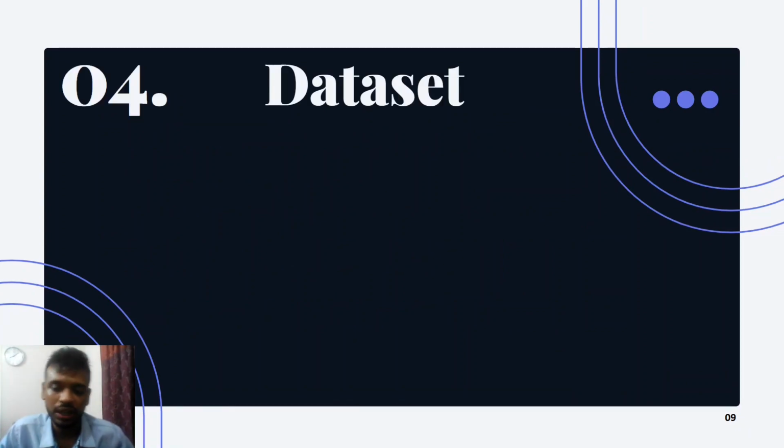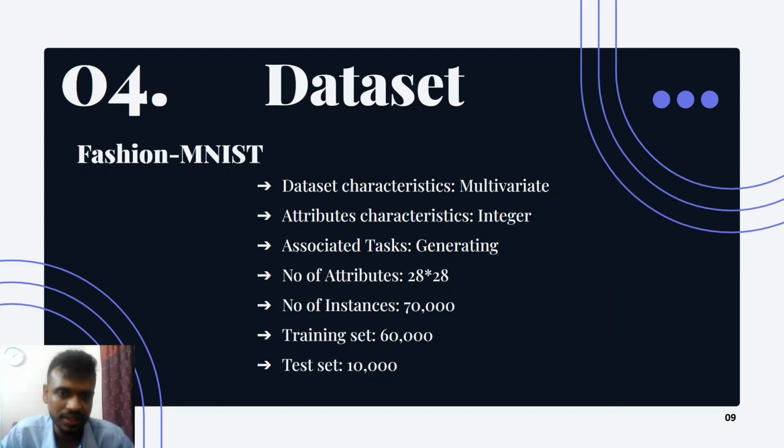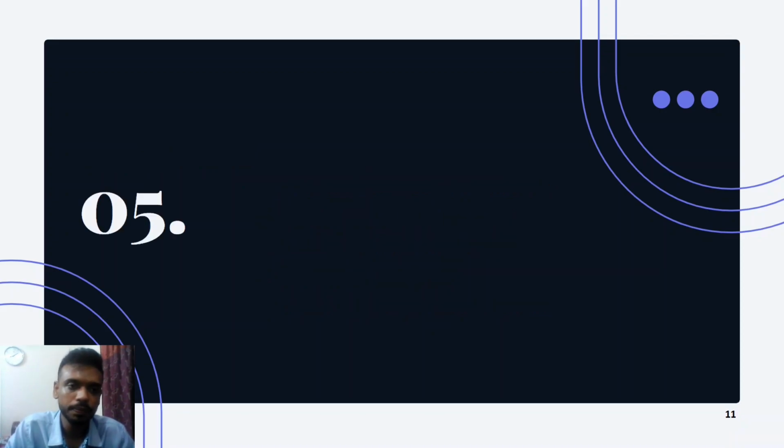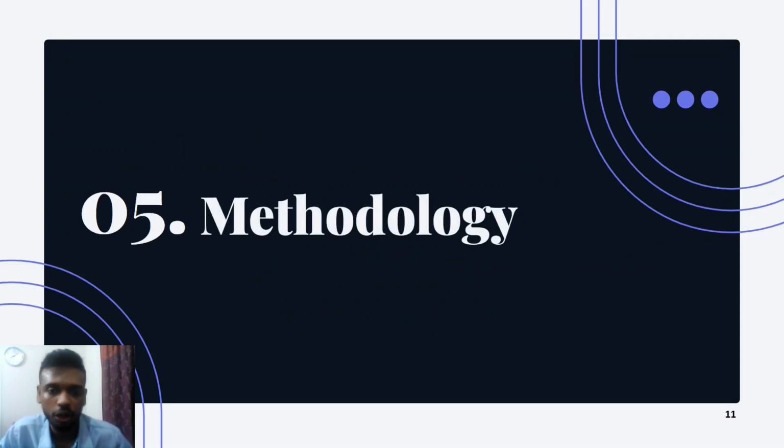Now let's talk about our datasets. We have used two kinds of dataset for our work. At first, we have the fashion image dataset, which is a public and open dataset with many different kinds of clothing items like pants, t-shirts, shoes, bags, etc. Second, we have the Jamdani motif dataset, which we have taken from the conditional GAN model I've discussed before. As it is a conditional GAN model, we can generate as many Jamdani motif patterns as we need for our purpose. Now, let's talk about our methodology.